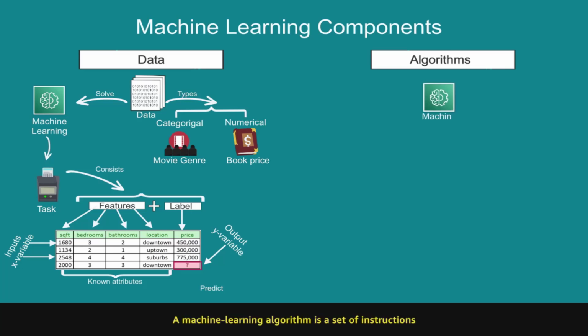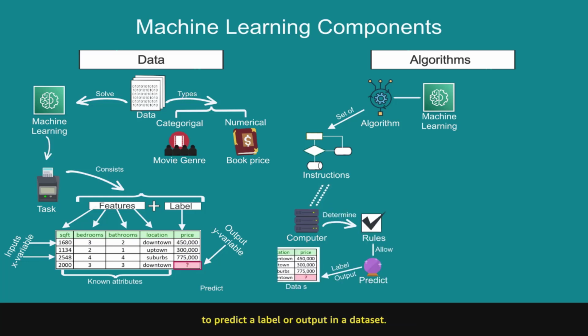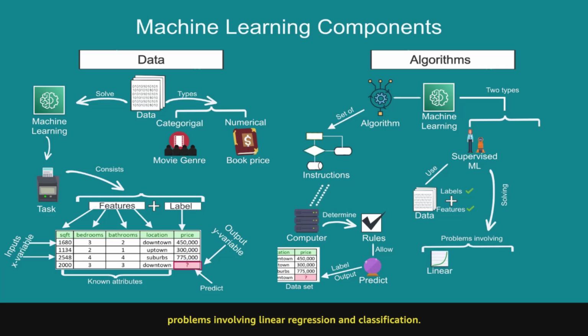Algorithms. A machine learning algorithm is a set of instructions a computer runs to determine the rules that allow it to predict a label or output in a dataset. There are two types of machine learning algorithms. Supervised ML algorithms use data with labels, or the observed output, already included with the feature data. Supervised ML algorithms are suited for solving problems involving linear regression and classification.